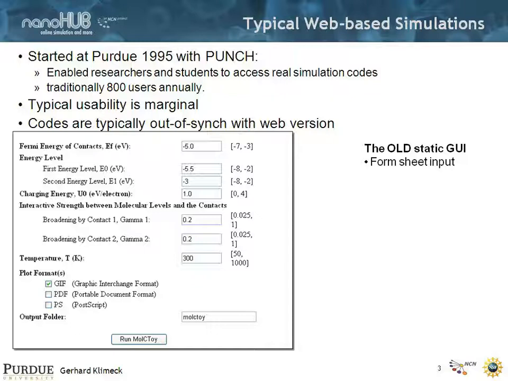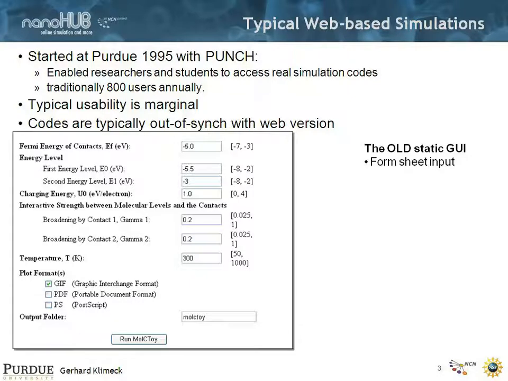And we had done this. We started this at Purdue in 1995 with a system called PUNCH, the Purdue University Network Computing Hub. And that was developed at a time where there wasn't even an Apache web server available, right? So they had to write their own web server to do this. And they developed these forms where you can hook in tools that can be launched on remote Unix machines. And that was quite fancy at the time.